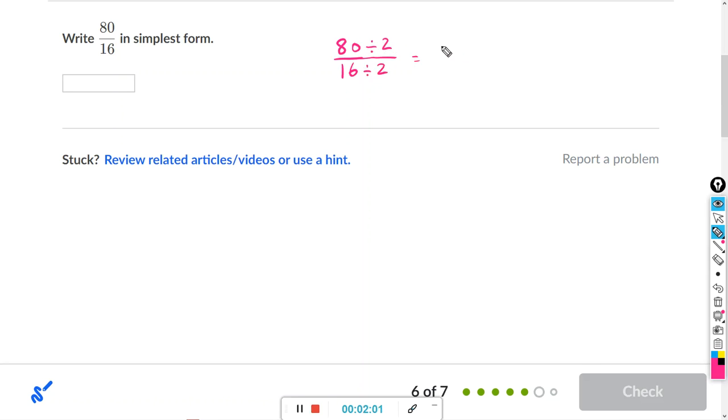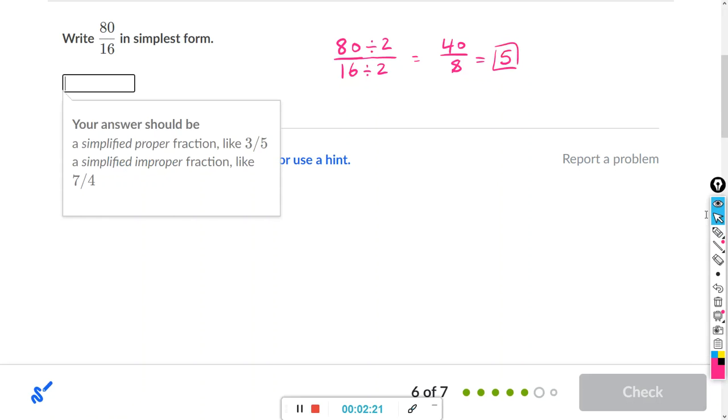80 divided by 2 is just 40. And 16 divided by 2 is just 8. Okay, now I can keep using even numbers if I want, but we know that 40 divided by 8 is just 5. So you just enter that in the box. I don't think you have to make it in the form of a fraction.